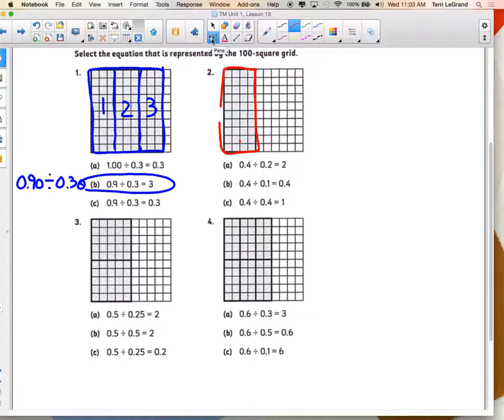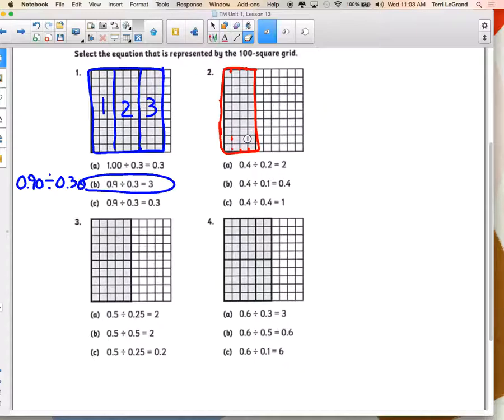B. Okay, so that one says we have 40 hundredths. How many times can you take 10 hundredths out? If we're going to do 10 of them, that would be like this. A whole column is 10. So this would be 40 hundredths divided by 10 hundredths, and we get 4. Are those lines in there that I just put in? I don't think so. So we got to get those out. They weren't really there.